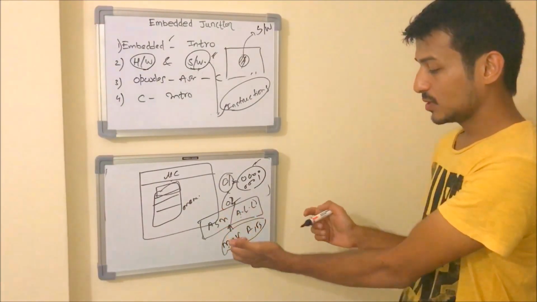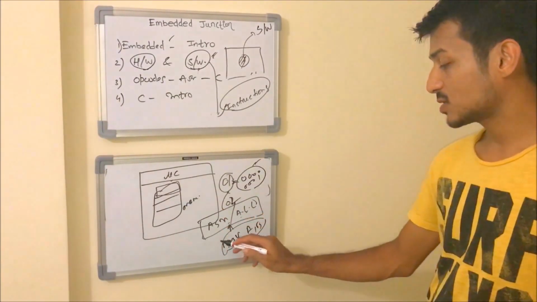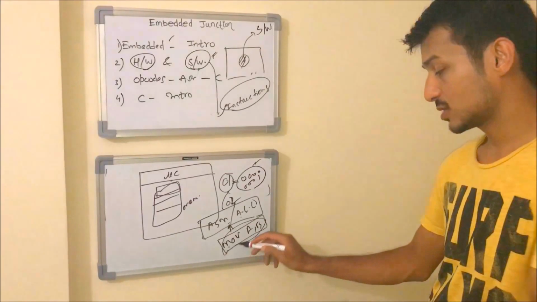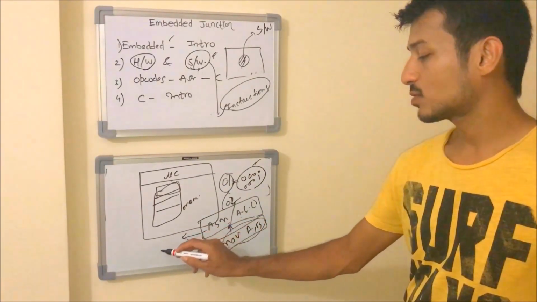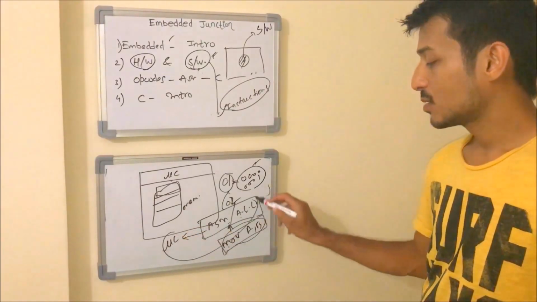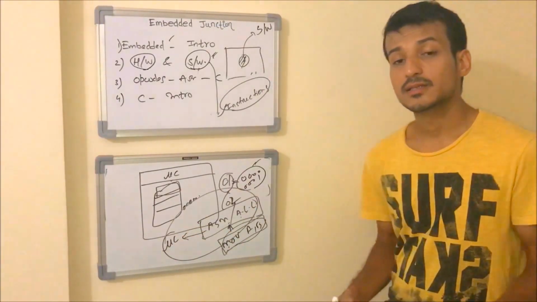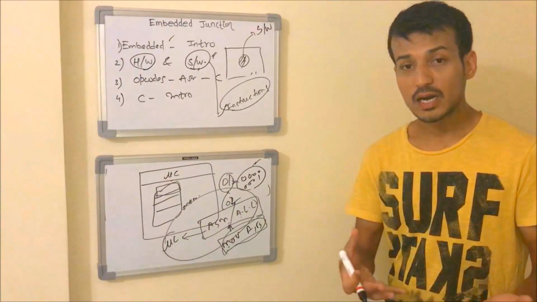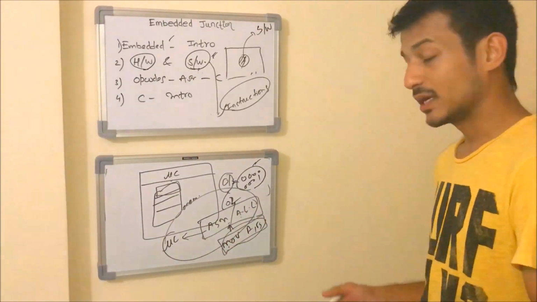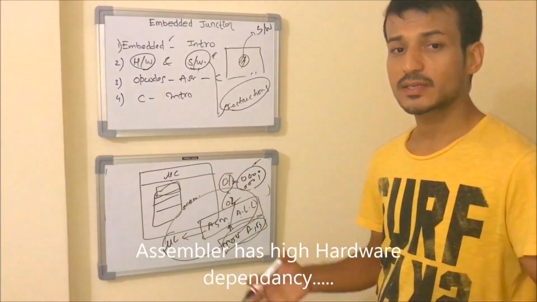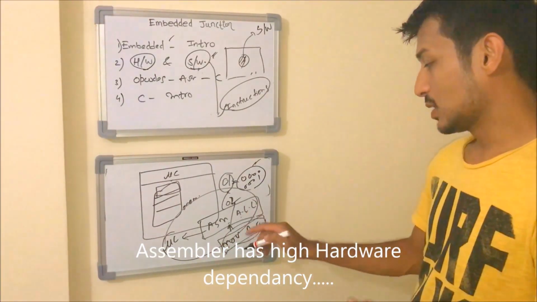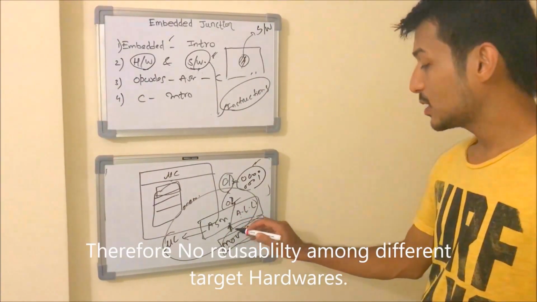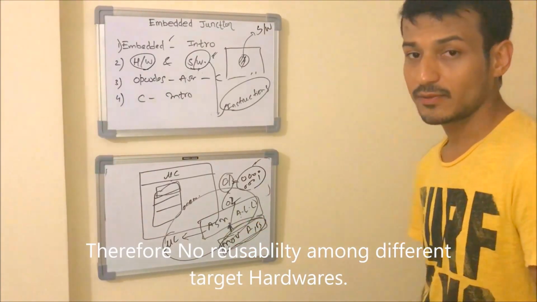As you have seen, this assembler is very much dependent on these mnemonics. That's why this assembler is very much specific to a microcontroller. Maybe Intel has its own assembler, ARM has its own assembler, and different controllers and manufacturers use their own assemblers. So there is no reusability of this assembly language.